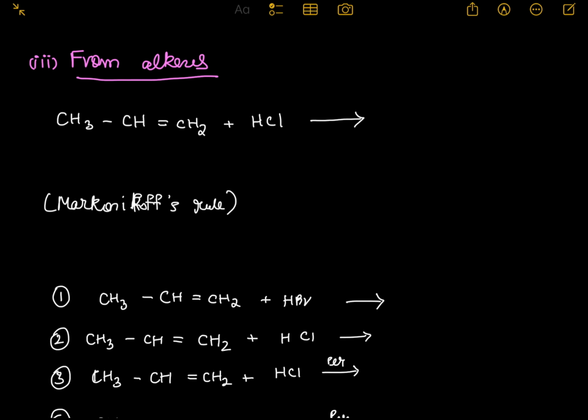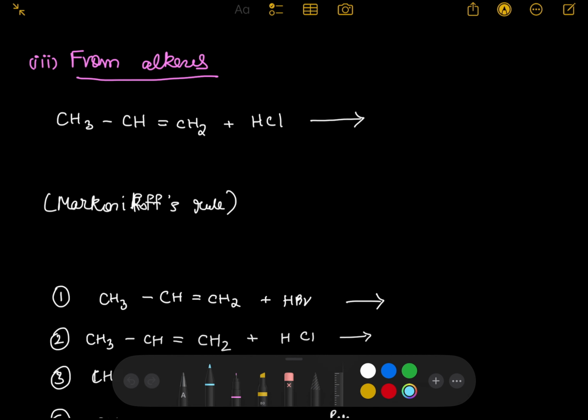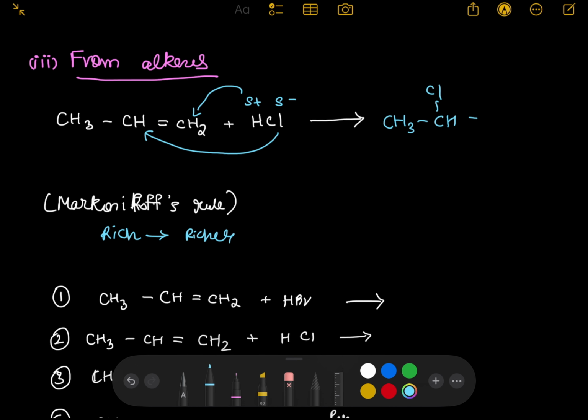Okay, so this is propene reacting with HCl. This is going to be following Markovnikov's rule. This is my 11th grade chemistry. Remember, Markovnikov's rule is rich becomes richer. This is my delta positive, this is my delta negative. My positive will go to the rich carbon already. My negative will go to my poor carbon. So CH3, CHCl, CH3.